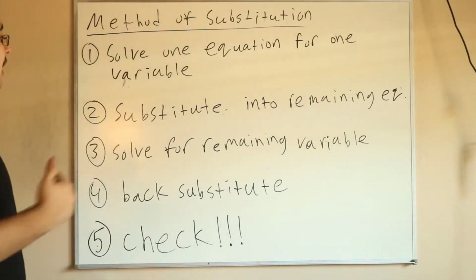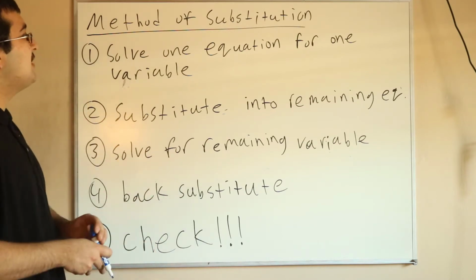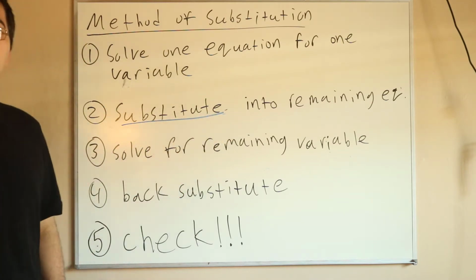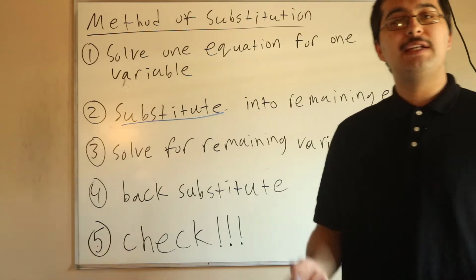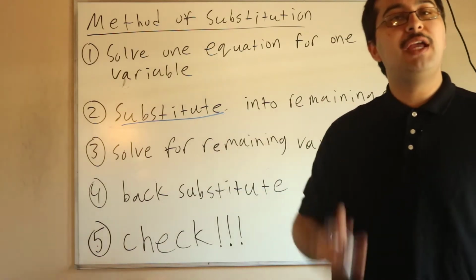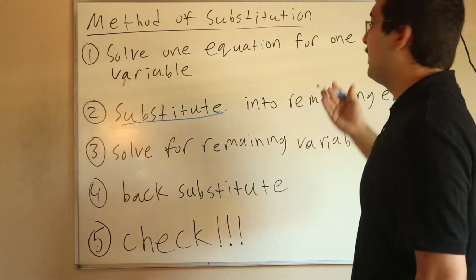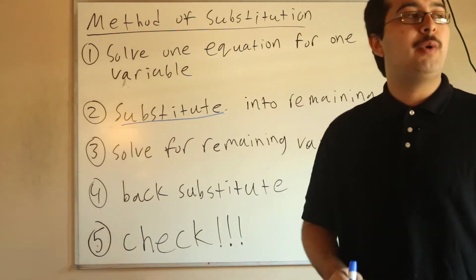Step 2, and the most important step in this process, and why this process gets its name, is that we are going to substitute that variable we just solved for, so y equals 5 minus 2x. We're going to take that and substitute it into our remaining equation, right? That's all step 2 is: just take whatever variable you solved for, plug that into the equation you haven't touched yet.